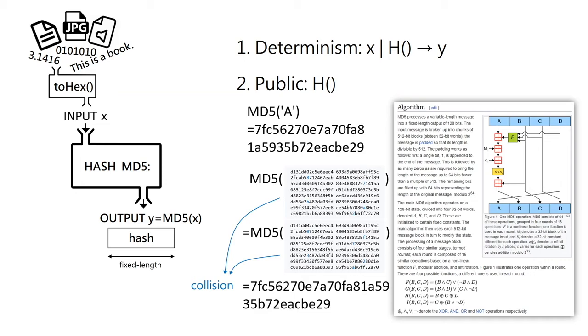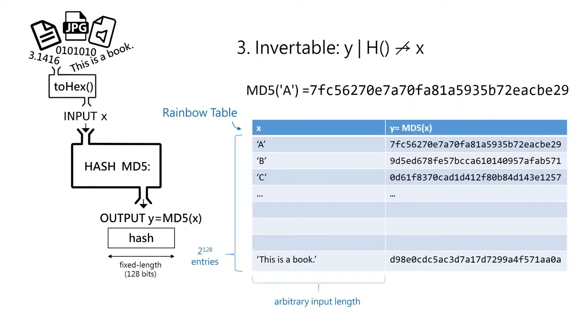Second, the hash function is open to the public. Everyone can reproduce the result. Third, the hash function is not invertible. That is, you can easily calculate the hash value from x, but it is nearly impossible to calculate x from the given hash value y by any mathematical approach.